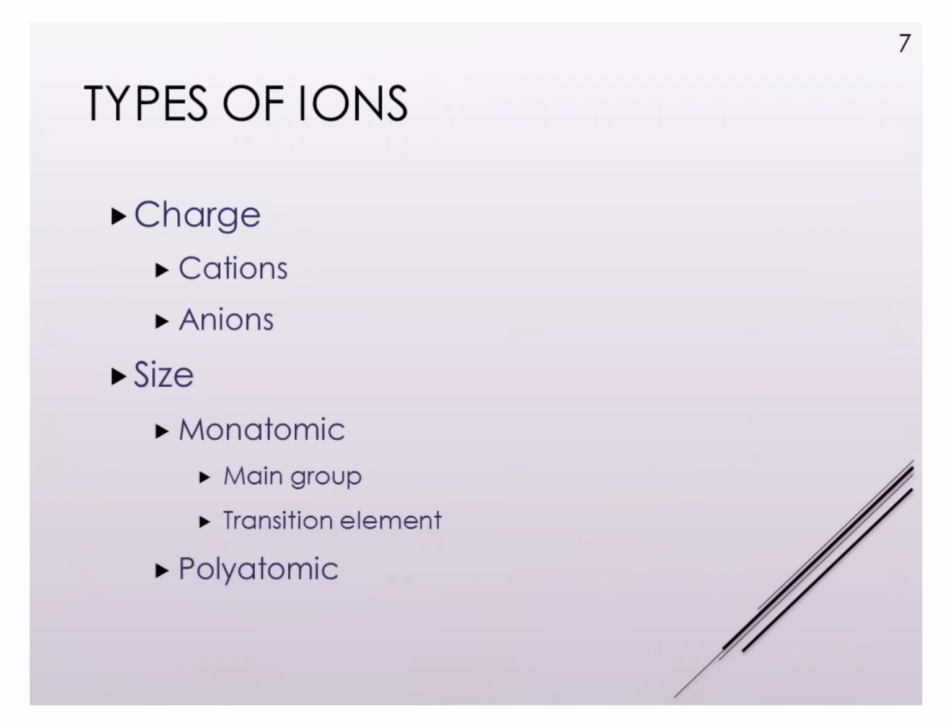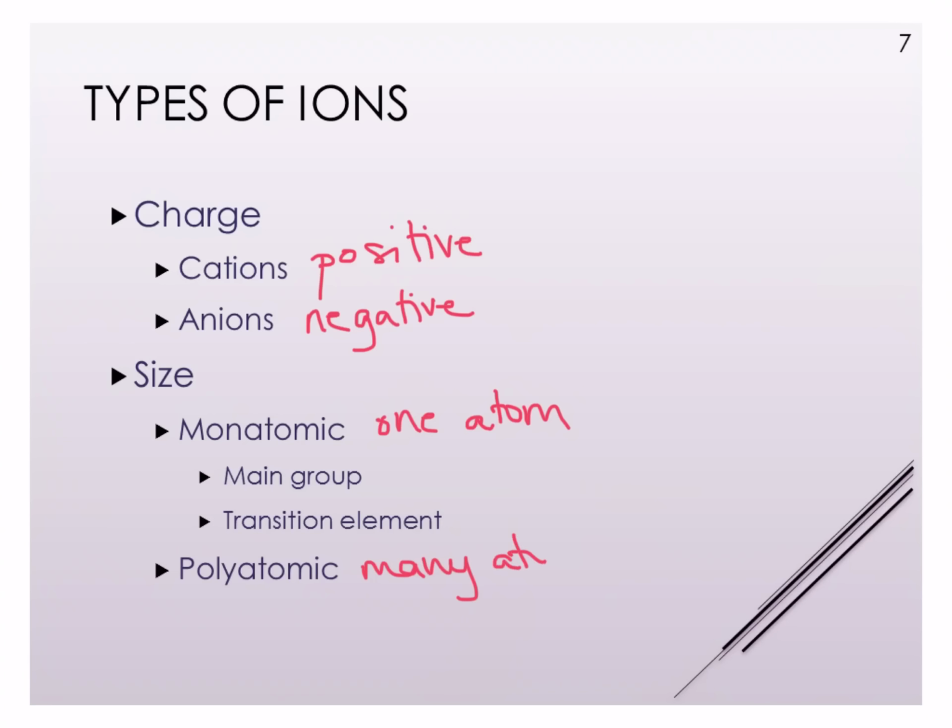First off, we want to look at what we have. We have cations and we have anions, and cations are positive, anions are negative. Okay. And what we're going to look at for the size of those is that we have monatomic, meaning we have one atom, and we have polyatomic, which means many atoms. Okay. Now, when we deal with these monatomic ions, we have to worry about two different things.